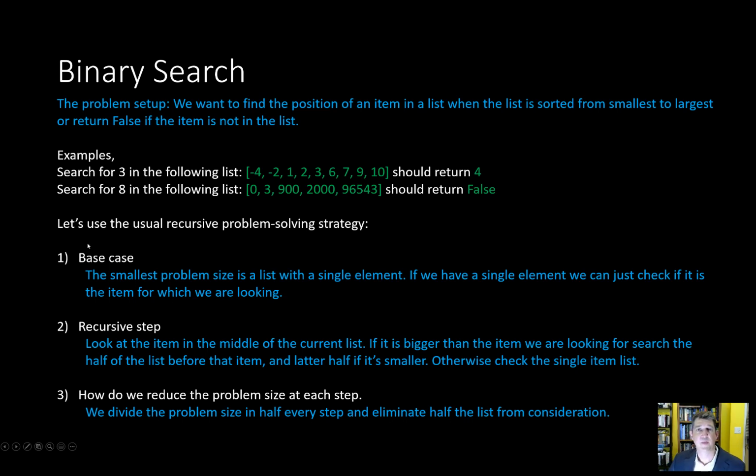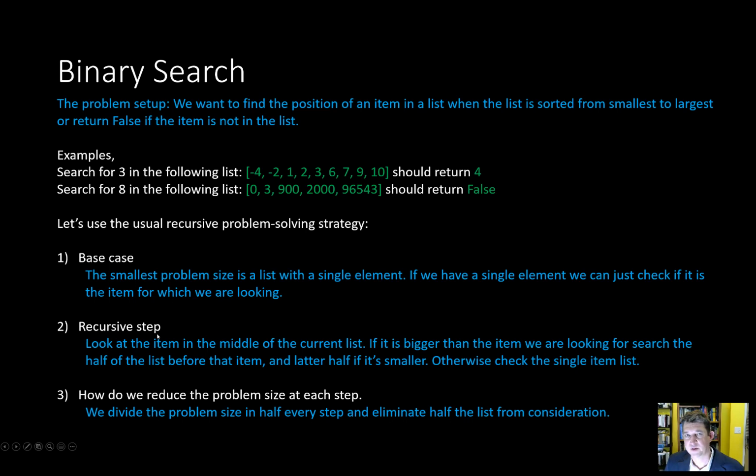All right, so think about our base case first. The smallest problem size for this problem is a list with a single element. It's easy to tell whether that element is what we're looking for or isn't. If it's not, there are no other elements, so we must be done. We can return false. If it is, the only answer is that it's at the 0 position.